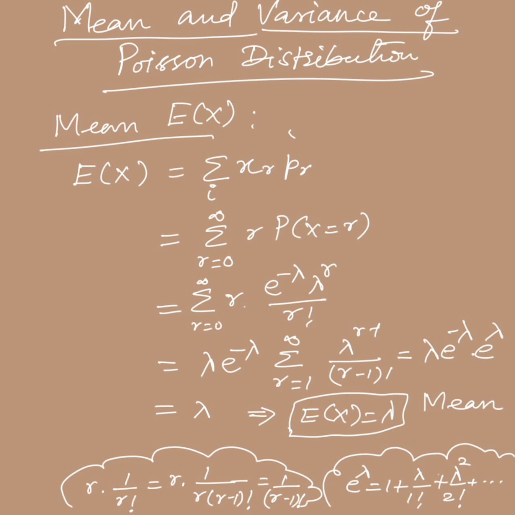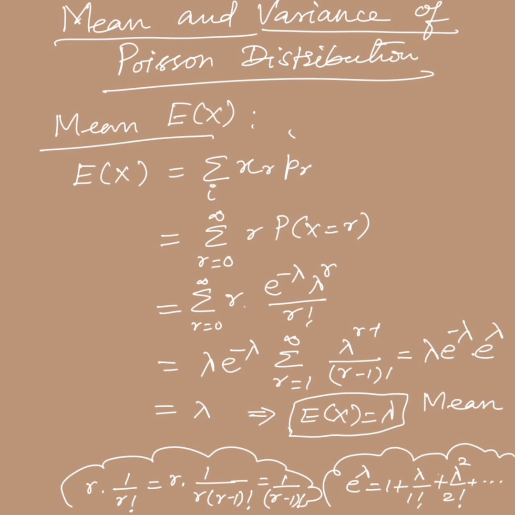If we write the probability mass function, p of x equal to r, it is e power minus lambda, lambda power r by r factorial. Then in the next step we take lambda and e power minus lambda out, because we are going to cancel r with r factorial, and the balance is r minus 1 factorial in the denominator. So for uniformity, lambda power r is split as lambda power r minus 1 into lambda, and that one lambda is taken out.